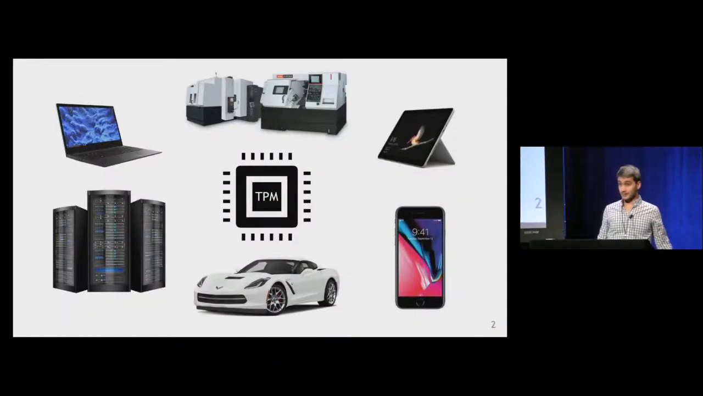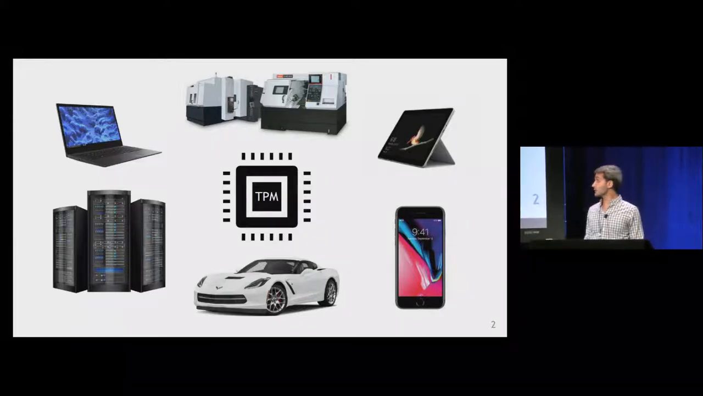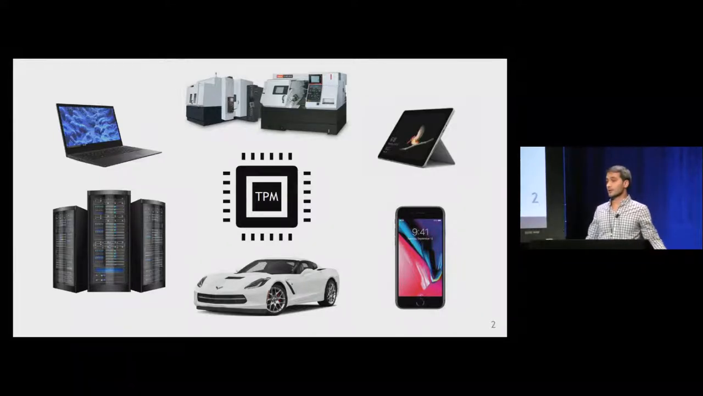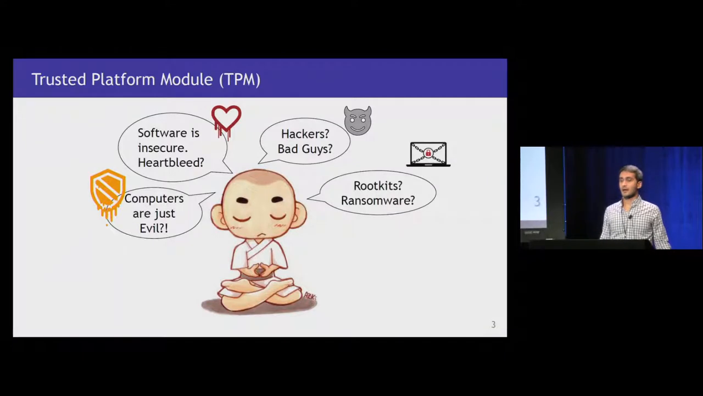TPMs can be found in almost any kind of computing device, from your laptop and desktop systems to the auto industry and industrial systems. Why is it so important to have these Trusted Platform Modules everywhere? We have known for a long time that software is vulnerable. We have seen the Heartbleed attacks and many different types of attacks, rootkits. We cannot rely on the OS for security, and computers are just evil.